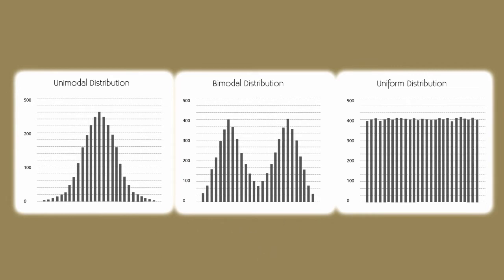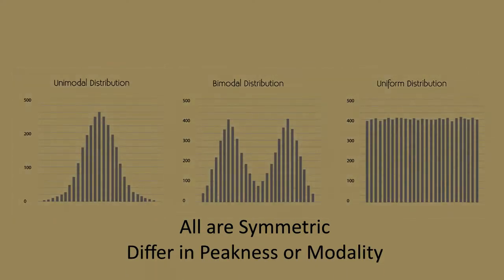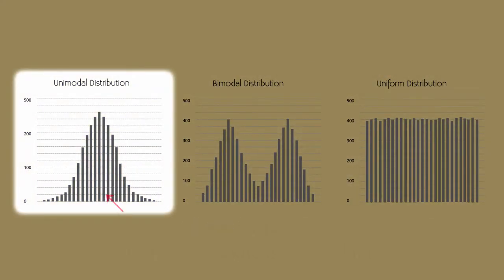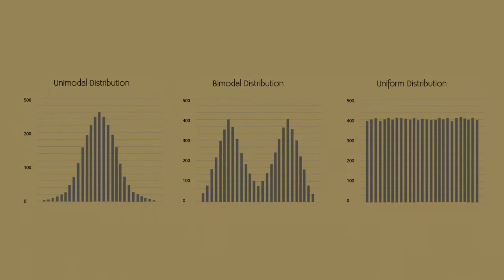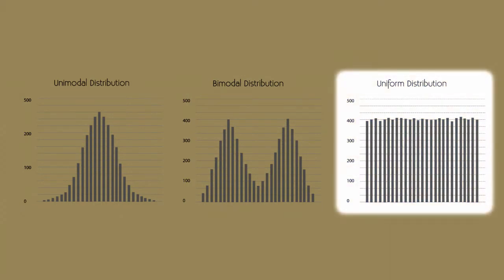Here, all three distributions would be referred to as symmetric, but they're different in their modality or peakedness. The first distribution is unimodal. It has one mode, roughly at 10, around which the observations are concentrated. The second distribution is bimodal. It has two modes, roughly at 10 and 20, around which the observations are concentrated. The third distribution is kind of flat or uniform. The distribution has no modes or no value around which the observations are concentrated. Instead, the observations are roughly, uniformly distributed among the different values.